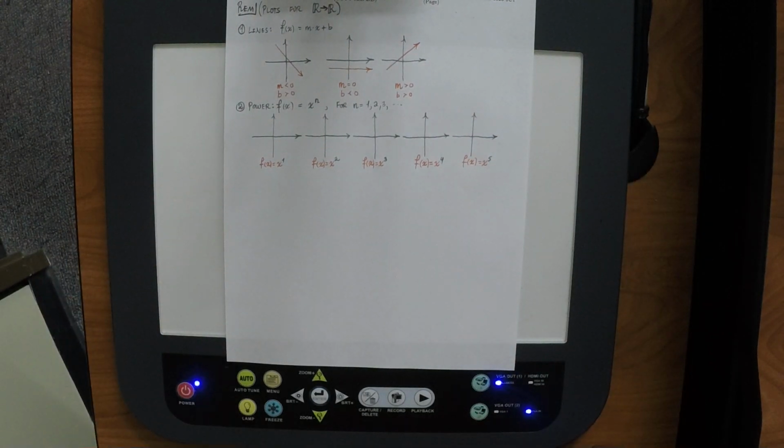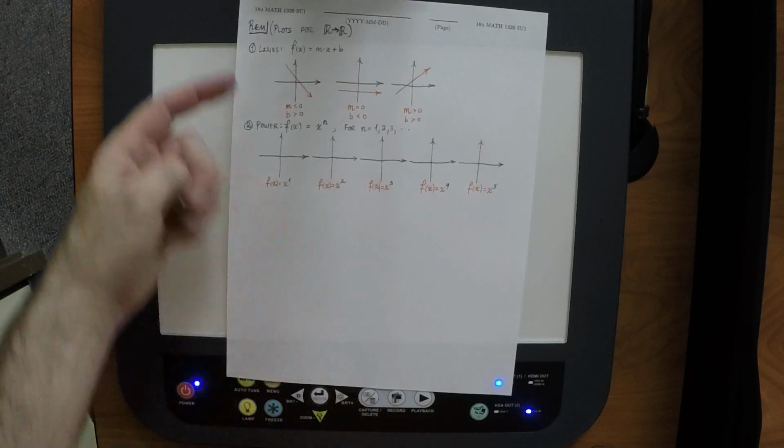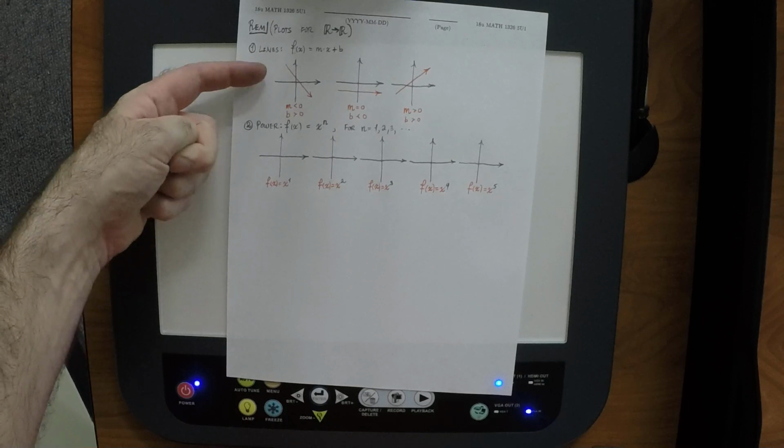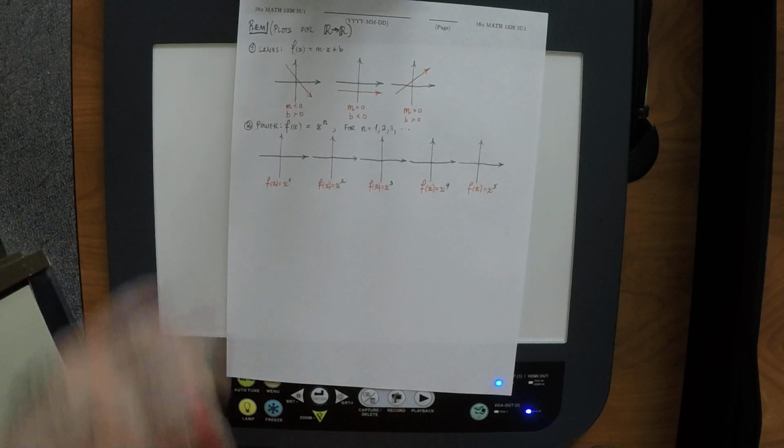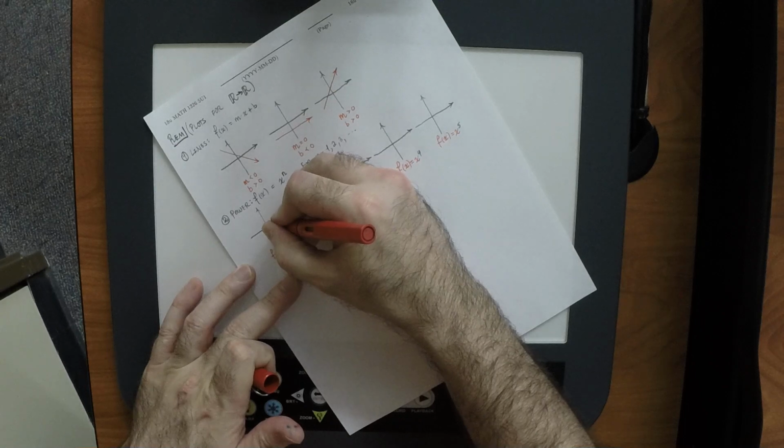So the function f of x is x to 1. Well, that's a line. So in some sense, it belongs in 2 families. It belongs in the power family, but it's also in the line family. It looks like this.